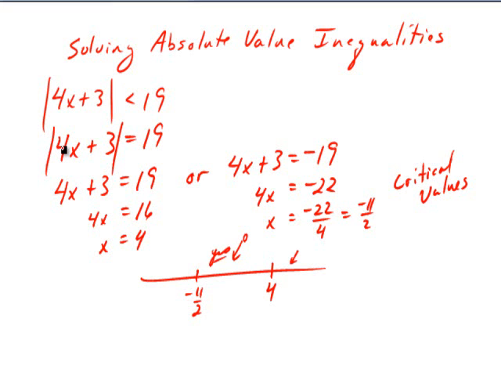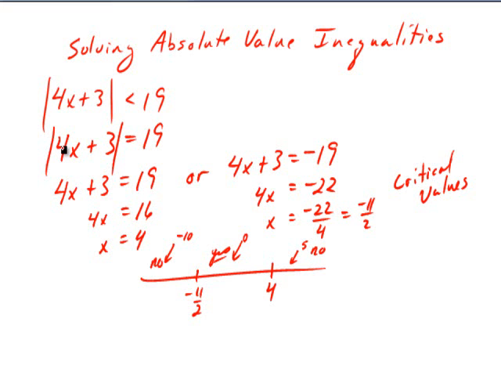If I try something greater than 4, let's say 5, I would get 20 plus 3 is 23. The absolute value of 23 is still 23. That's not less than 19, so no, I don't shade that interval. And if I try something less than negative 11 halves, let's say negative 10, I would have negative 40 plus 3 is negative 37, but the absolute value of that would make it positive 37, which is not less than 19, so no, I don't shade that interval.